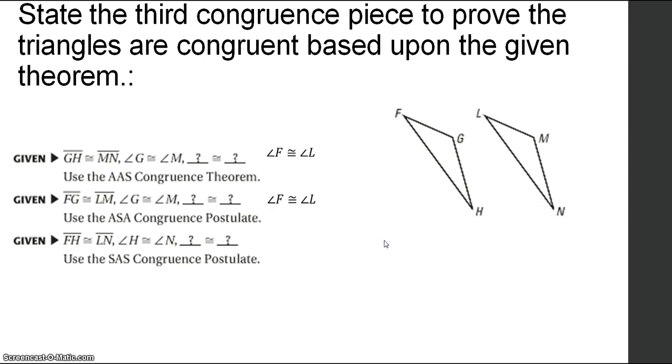And then finally, a last one here, we have segment FH, so the big one here, is congruent to LN, and we have H is congruent to N. So we want side, angle, side. So in this case, we want to make sure that we keep that angle as the included angle. So in order for that to happen, we need to have the other side that this angle is made up with. So we already have FH, so the other one would be GH is congruent to segment MN.